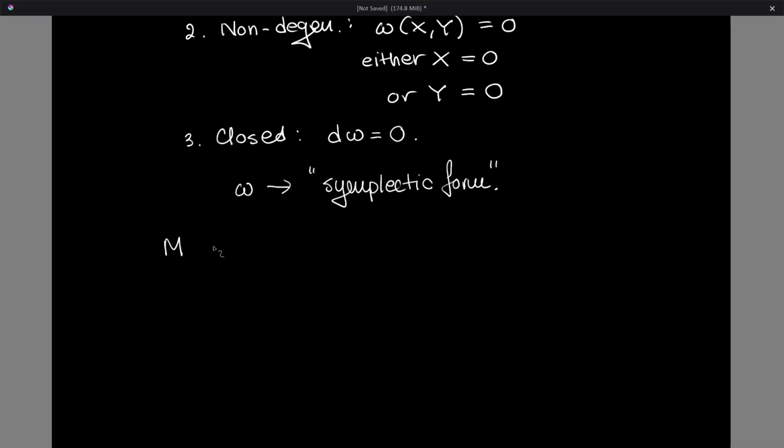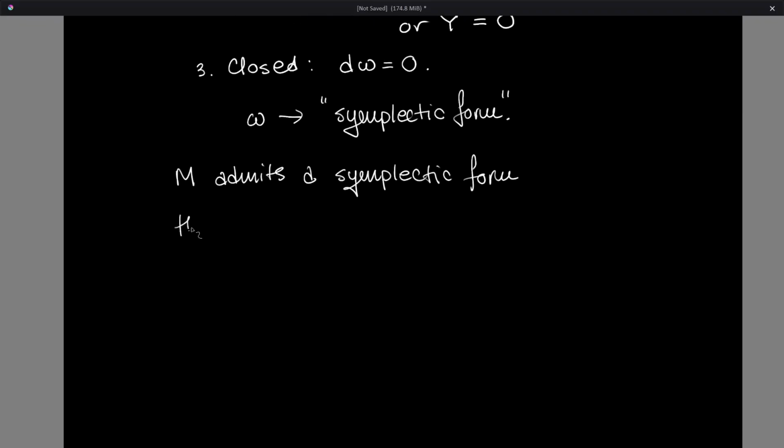And if M admits a symplectic form, then it's a symplectic manifold. This is the pattern that we've seen with many things. We introduce a new structure onto a manifold. If the manifold allows that structure to be defined, then it is a manifold with the same name as that structure. So in this case, that's a symplectic manifold.